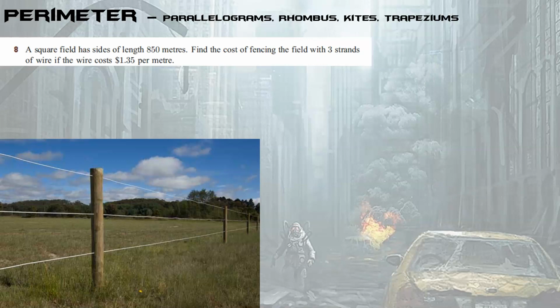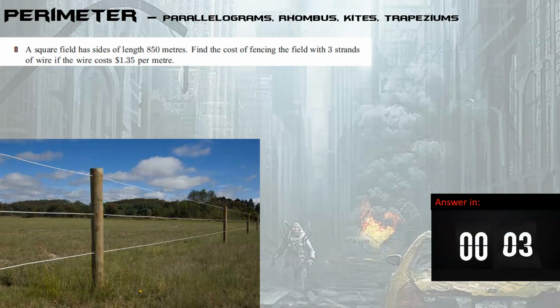Now we're using a real-world worded scenario. You've got a square field that has sides of length 850 meters. Find the cost of fencing the field with 3 strands of wire. So just like in the picture, a top, a middle, and a bottom wire, if the wire costs $1.35 per meter. So use our perimeter formula and the cost of the wire, knowing that you have 3 strands. Find how much we need to spend. Answer is up in 5 seconds.